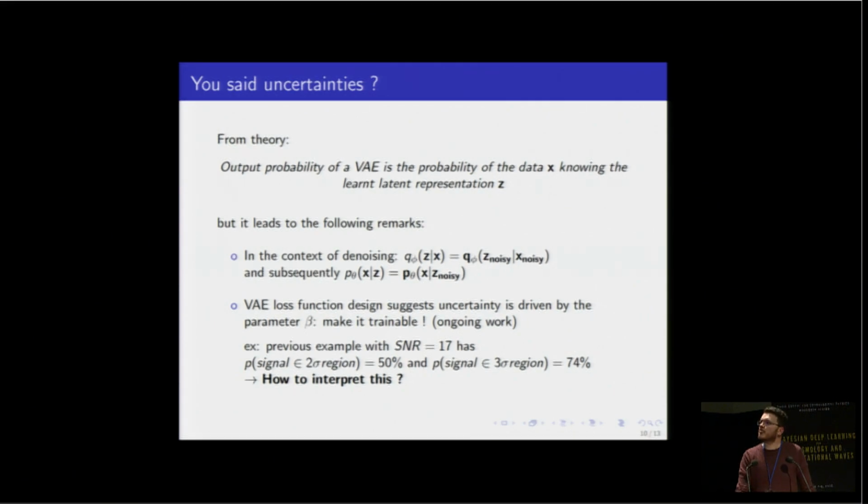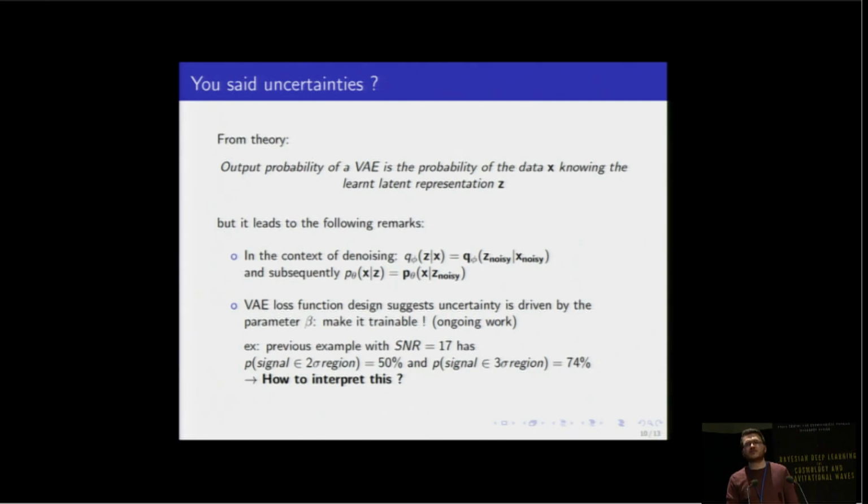And last point, which is very important for the future of our project: the VAE loss function suggests that the uncertainty is driven by the beta parameter.